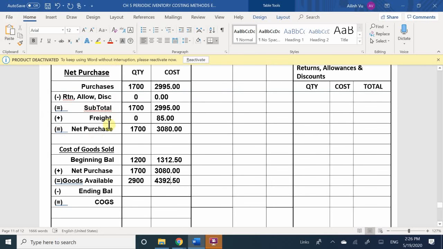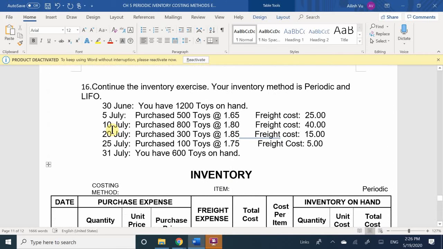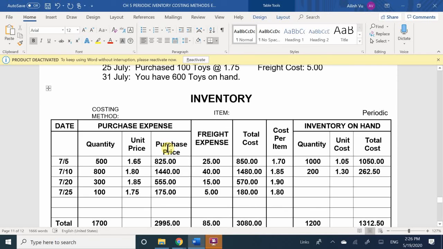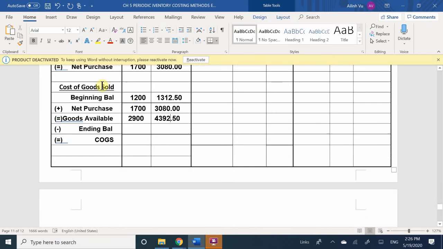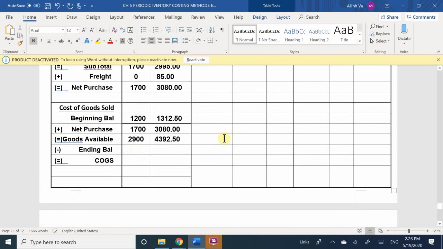So, looking at the top again, it says here on July 31st, how many toys do we have on hand? We have 600 items left. Okay, so we're going to put 600 items here. So therefore, how many items did we sell? We sold 2,300. Okay, perfect.